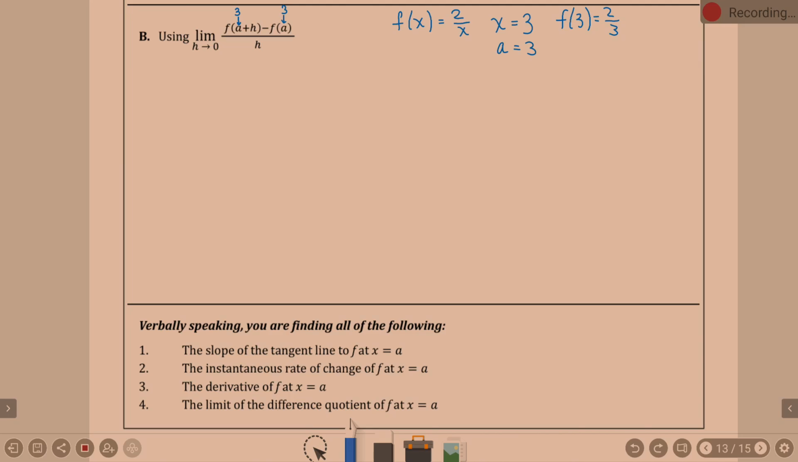So here we go. The limit as h approaches 0 of f of a plus h. Well, the a value is 3. The function is 2 over x. Now, think of it this way. If f of x is 2 over x, right? f of 3 plus h.